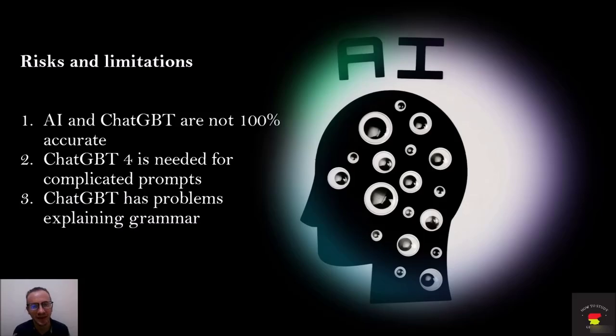Another thing to keep in mind is that ChatGPT 4 is much more powerful compared to ChatGPT 3.5. For some parts of this course, you definitely need ChatGPT 4. In any case, if you have ChatGPT 4, then I highly recommend you to always use it. Another problem with ChatGPT and with AI in general is that they are not good in explaining grammar. Also keep this in mind.